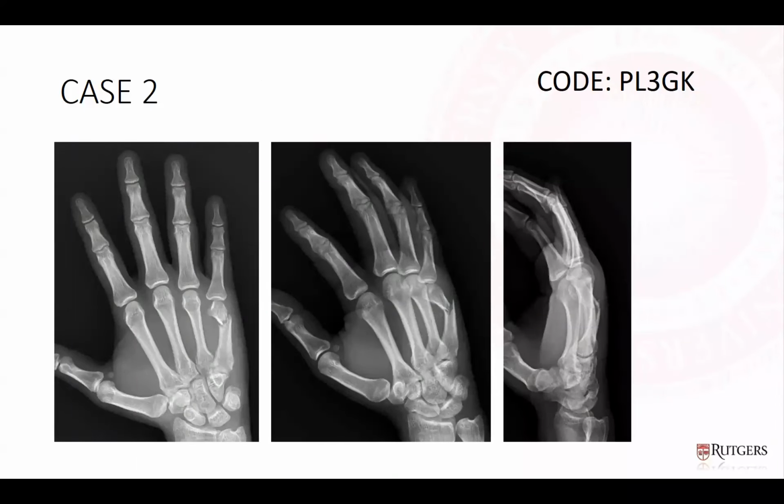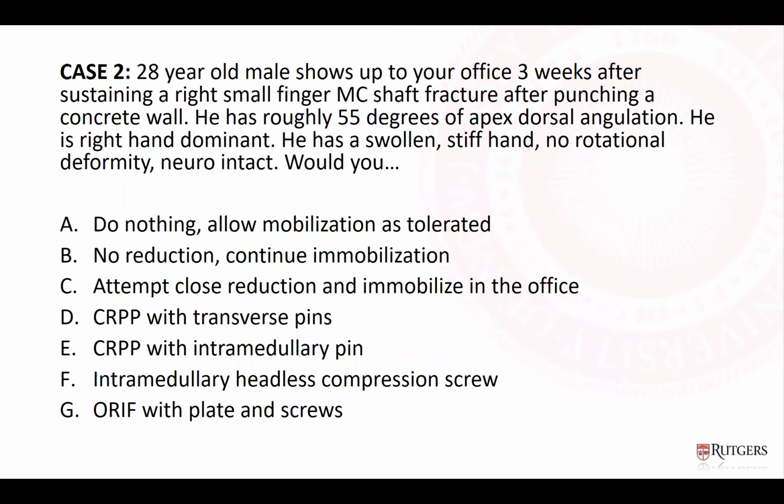So this is a similar fracture, a distal shaft, fifth or small finger metacarpal fracture. This is a 28-year-old male, shows up to your office 3 weeks after sustaining this fracture after punching a concrete wall. He has roughly 55 degrees of apex dorsal angulation. He's right hand dominant. He's still swollen, has a stiff hand with no rotational deformity, and he's neurovascularly intact. Would you A, do nothing and allow mobilization as tolerated, B, no reduction and continue mobilization, C, attempt closed reduction and mobilize in the office, D, CRPP, F, using an intramedullary headless compression screw, and G, ORIF with plate and screws.